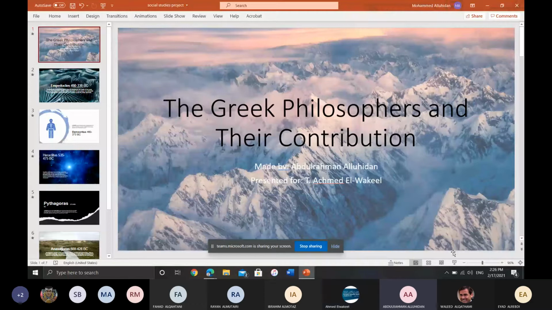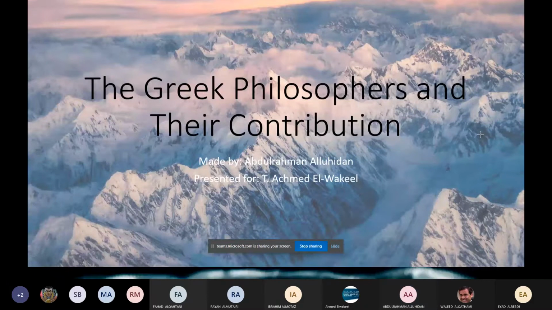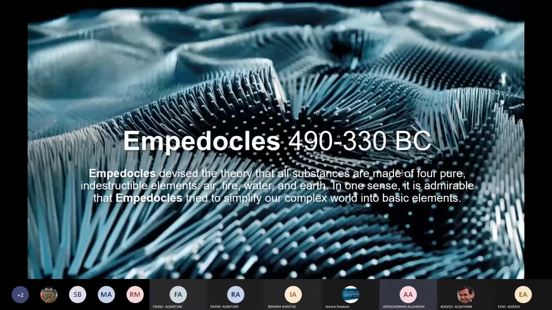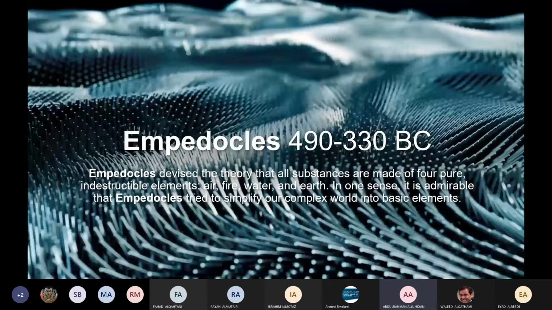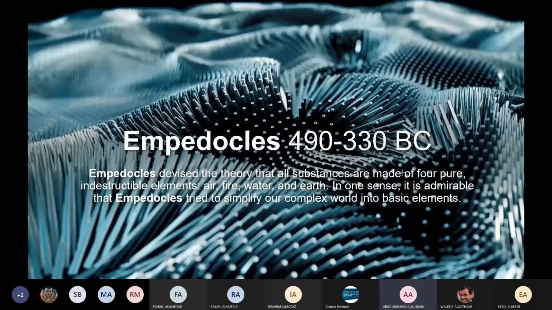The Greek philosophers and their contribution. Empedocles, 490 to 430 BC. Empedocles devised the theory that all substances are made of four pure indestructible elements: air, fire, water, and earth. In one sense, it is admirable that Empedocles tried to simplify our complex world into basic elements.